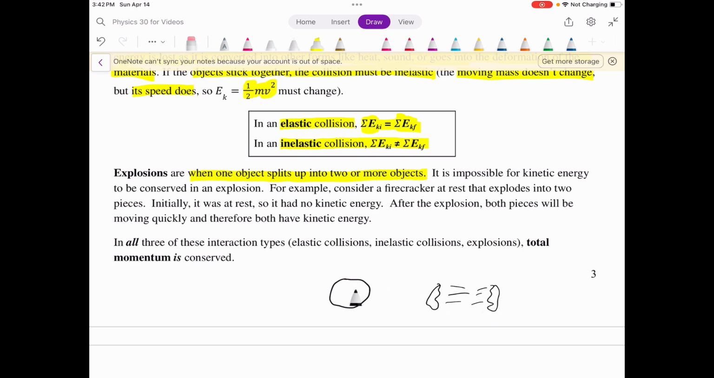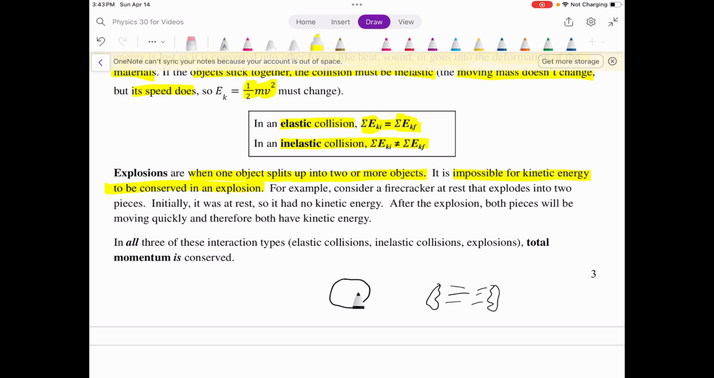But here, you're right, there's no way for kinetic energy to be conserved. We had no kinetic energy before. Now we have a lot of kinetic energy, right? Kinetic energy to the left, kinetic energy to the right, there's no such thing, right? It's just kinetic energy, okay? So it is clearly impossible for kinetic energy to be conserved in an explosion. Again, I can't stress enough, that doesn't mean energy is not being conserved, right? It's just kinetic energy is not conserved.